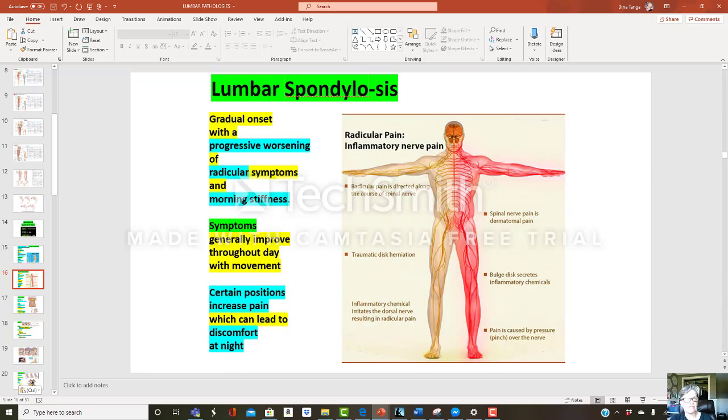Gradual onset with progressive worsening of radicular symptoms and morning stiffness. Symptoms generally improve throughout the day with movement. Certain positions increase pain, which can lead to discomfort at night.